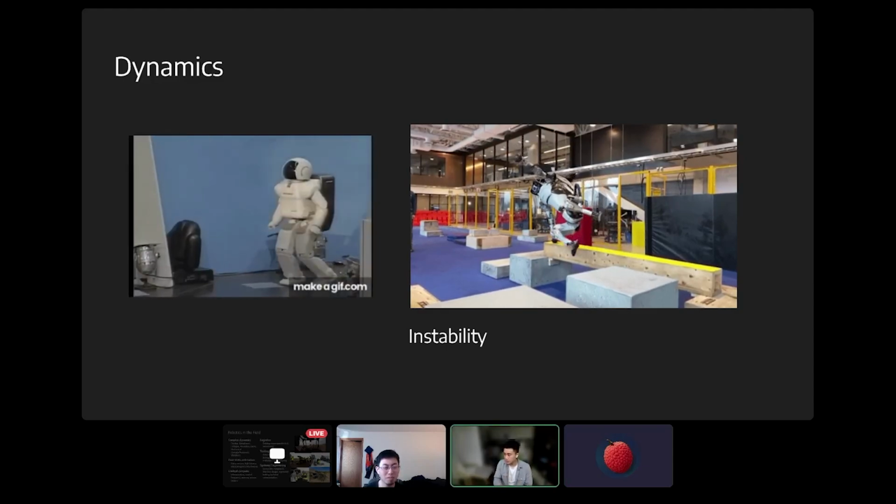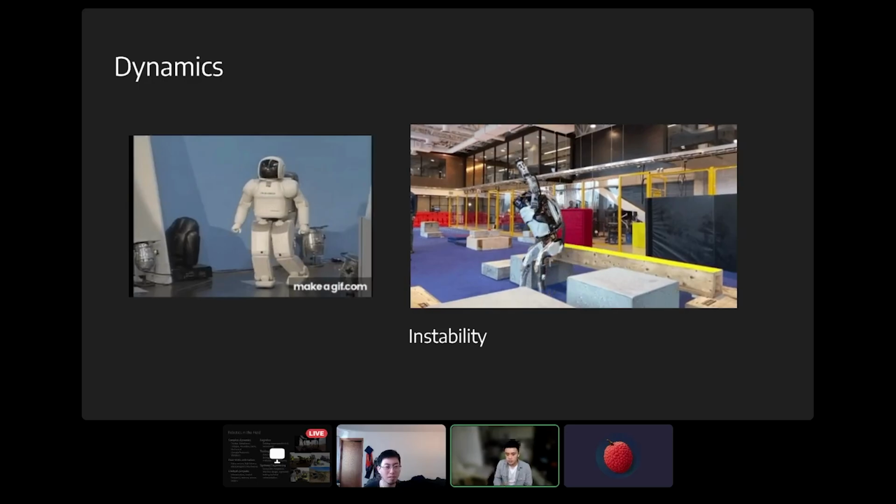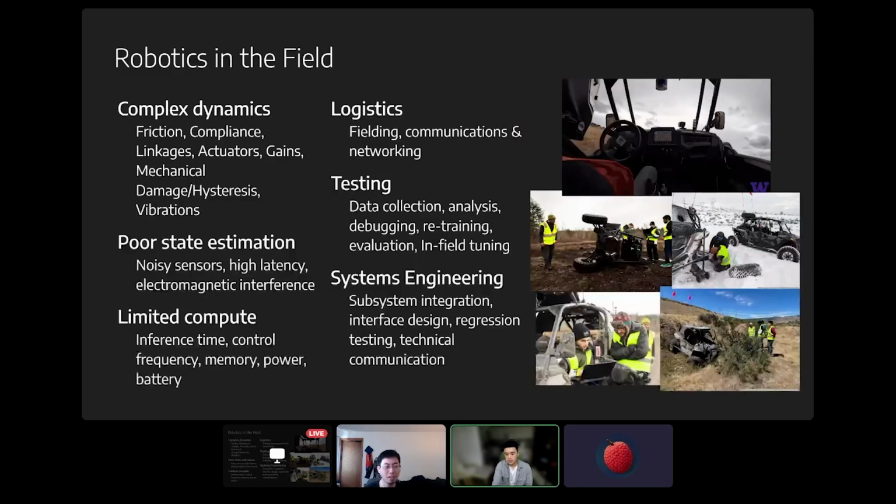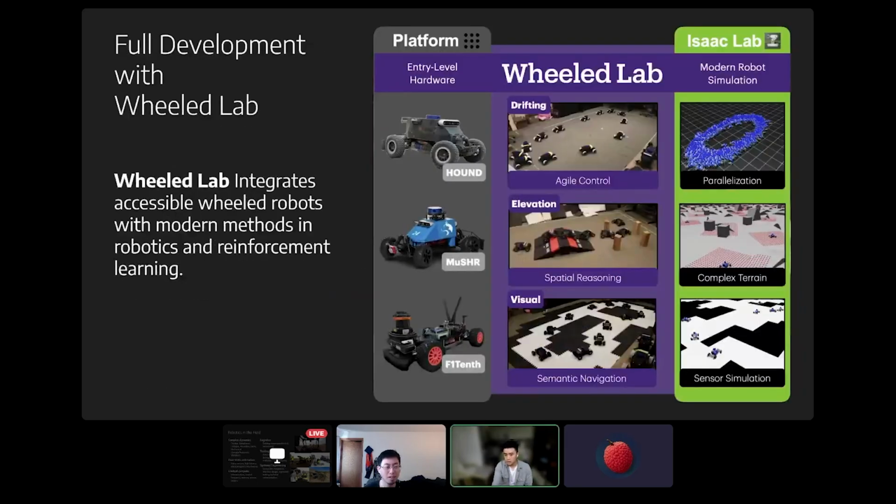But of course, animals like you and me are very familiar with instability. And in order to drift the vehicle, the robot does have to destabilize itself very briefly, but do it in a controlled manner so that it can still navigate through these turns.